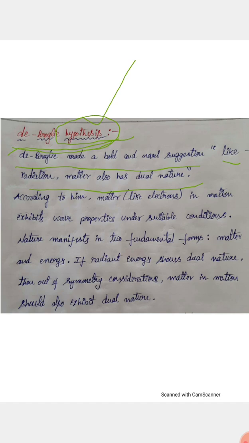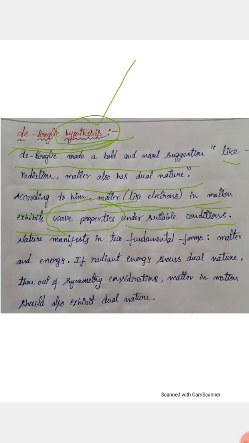According to de Broglie, matter, like an electron, is something which occupies certain space and has certain mass. Whether it may be an electron, a proton, or a table, anything can be said to be matter when it has a certain mass and occupies certain space. Now, matter in motion, like an electron in motion, exhibits wave properties under suitable conditions.